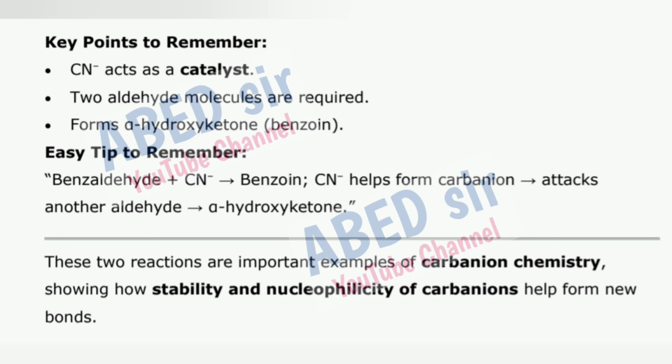Key points to remember. CN⁻ acts as a catalyst. Two aldehyde molecules are required. Forms alpha hydroxyketone, benzoin. Easy tip to remember: benzaldehyde plus CN⁻ gives benzoin. CN⁻ helps form carbanion, attacks another aldehyde, giving alpha hydroxyketone. These two reactions are important examples of carbanion chemistry, showing how stability and nucleophilicity of carbanions help form new bonds.